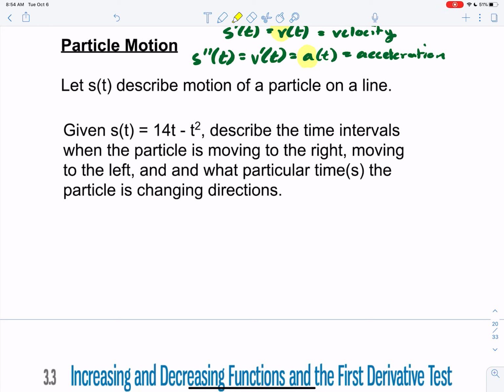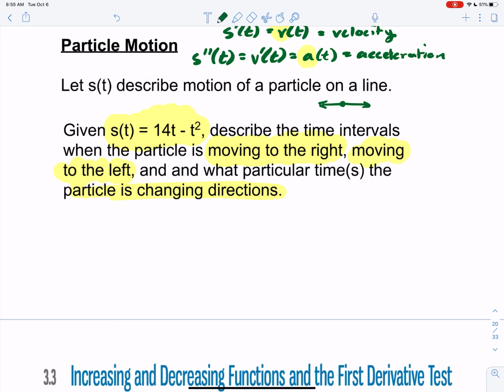Okay, so here we go. Let's say that you have this particle. A particle is just an object, okay? And this particle is moving in either of two directions. It's either moving left and right, or it's moving up and down, but not both. So for the sake of argument, let's say you have this object that can either move right or left, okay? And they give us the position function here. Describe the time intervals when the particle is moving to the right, moving to the left, and at what particular time the particle is changing directions.